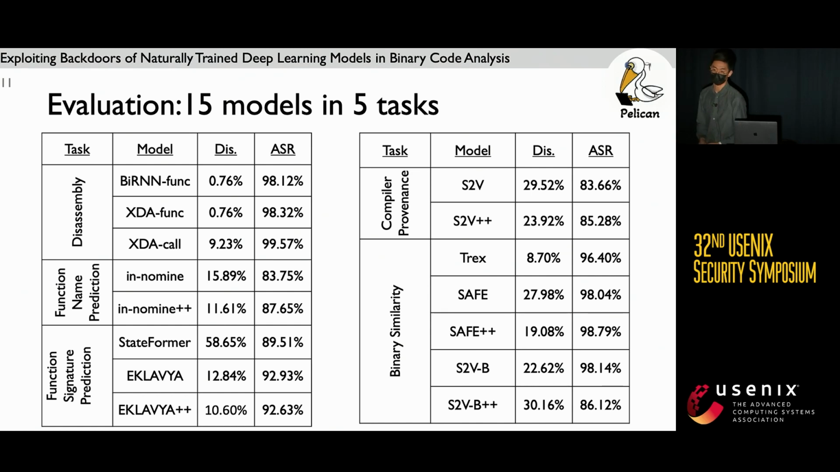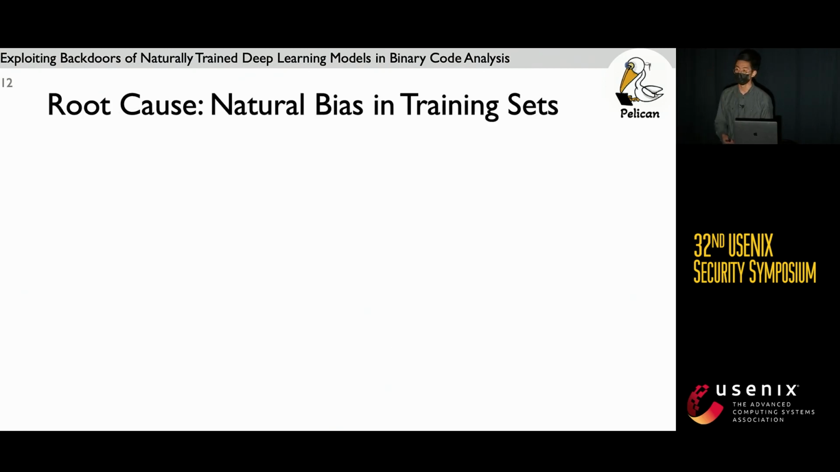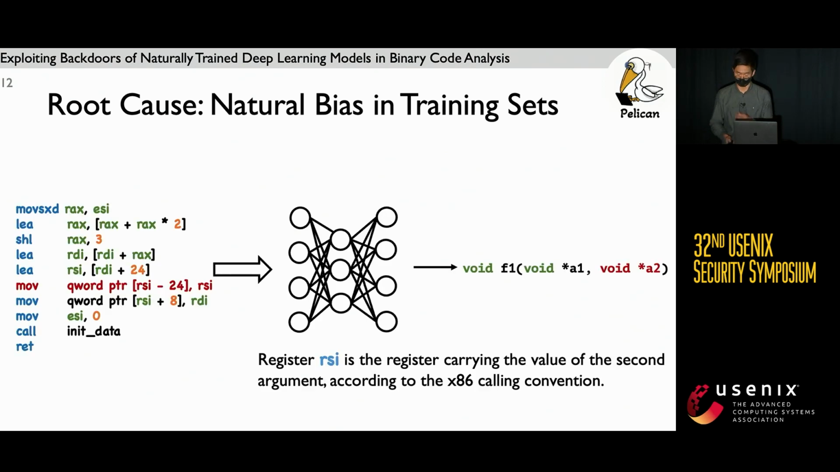So here is a question: whether the result indicates that the current design or architecture of those binary analysis models is not well developed. Our answer is no. To better understand the situation, we investigated the root cause. Recall that in our previous slides, we showed an example where the model overfits on some syntactic feature. Note that due to the nature of compilers, the compilers tend to generate specific code patterns for specific tasks.